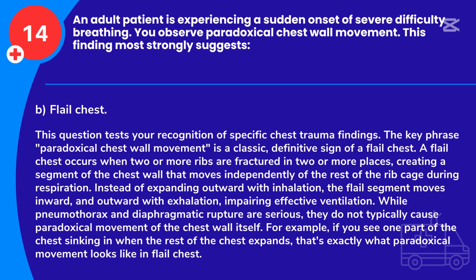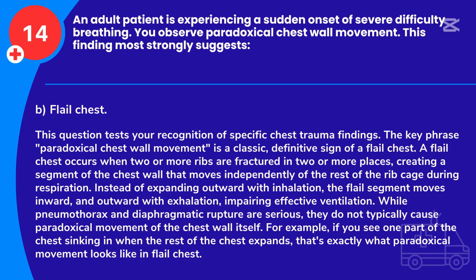Answer: B. Flail chest. This question tests your recognition of specific chest trauma findings. The key phrase, paradoxical chest wall movement, is a classic, definitive sign of a flail chest. A flail chest occurs when 2 or more ribs are fractured in 2 or more places, creating a segment of the chest wall that moves independently of the rest of the rib cage during respiration. Instead of expanding outward with inhalation, the flail segment moves inward, and outward with exhalation, impairing effective ventilation.